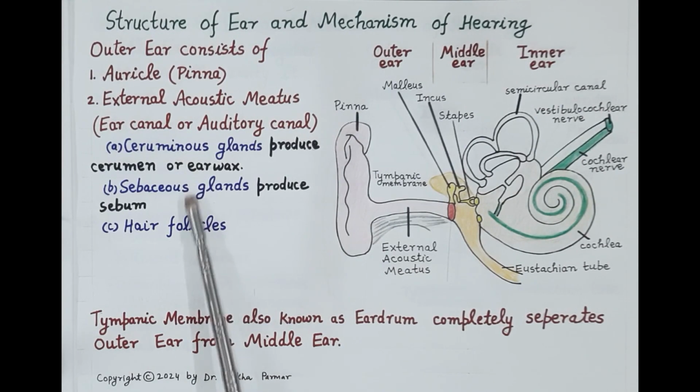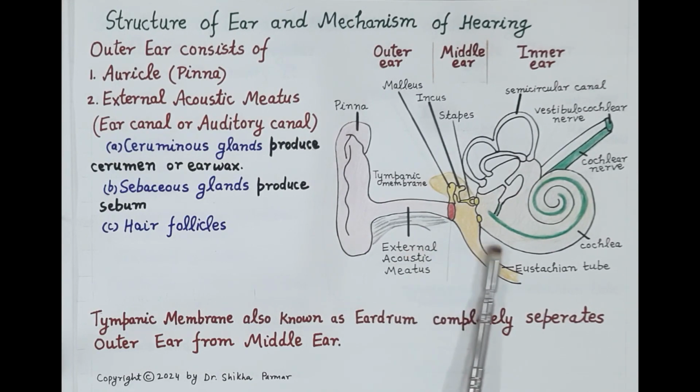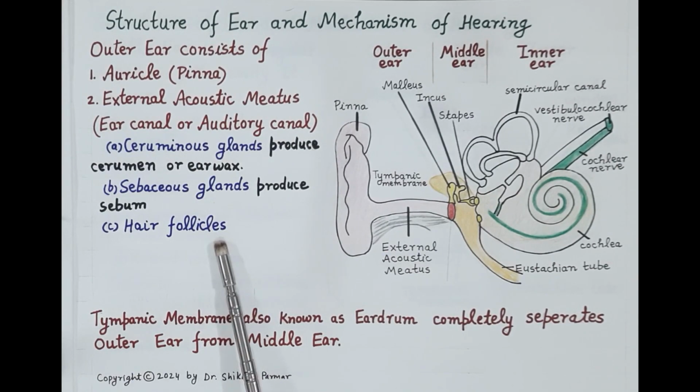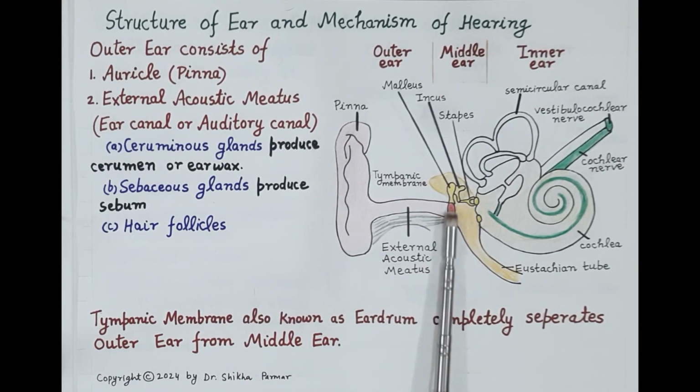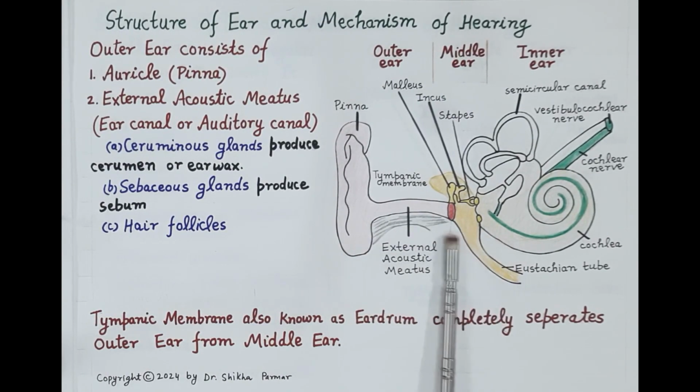Now all these structures are found in this ear canal, and the function of cerumen, then sebum and hair is to prevent foreign substances like dust particles, insects, microbes and water from entering inside the ear. So these structures are highly protective in nature. And this tympanic membrane or the eardrum completely separates the outer ear from the middle ear, and this tympanic membrane is oval in shape.